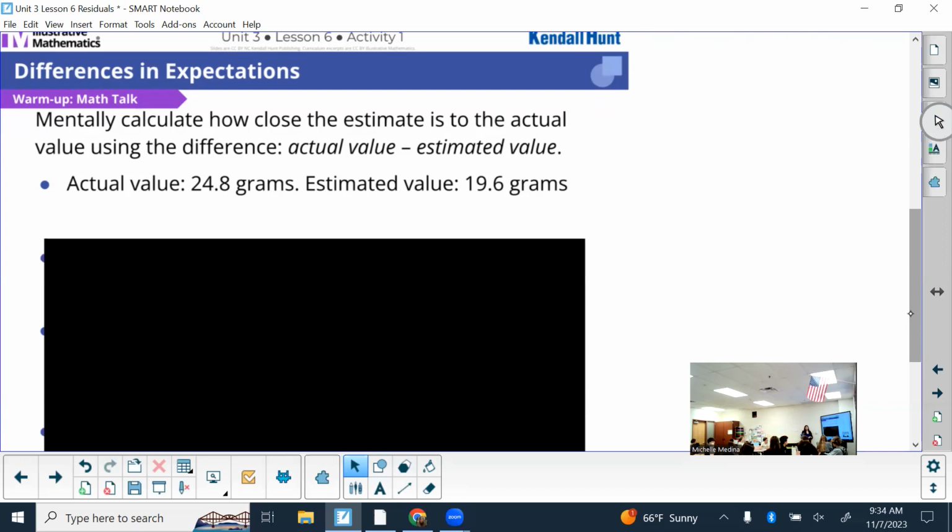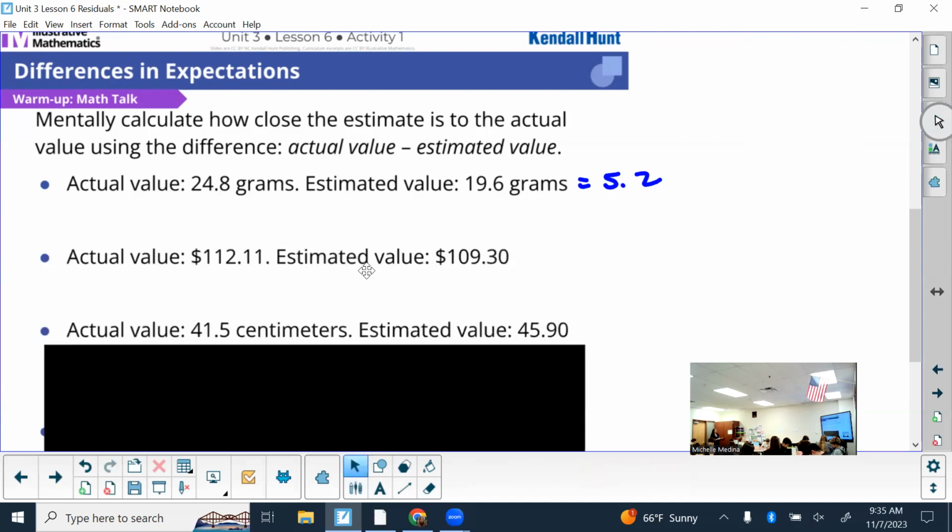I feel like a lot of you are just not trying. Like it's subtraction. What's 24.8 minus 19.6? Harley, what'd you get? 5.2. Anyone disagree with that? All right, feel free to check it in your calculator. We usually do these in our heads and math talks, but in real life, please check it with your calculator.